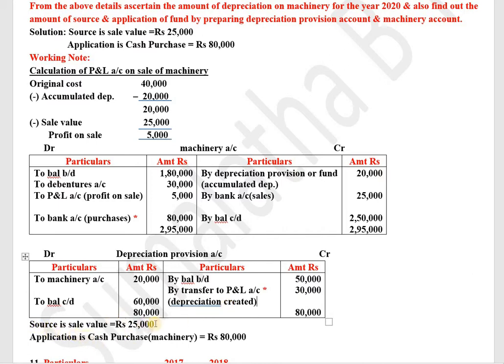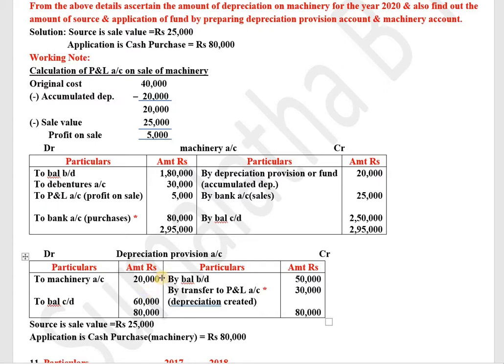Source is sale value of 25,000. Application is cash purchase of machinery of 80,000. Okay, so with this, whatever they have asked us, we have prepared. That's all. No need to prepare the adjusted P&L account. For this only, they'll be giving 6 marks: 2 marks for this, 2 marks and 2 marks for all the 3 pieces of information.